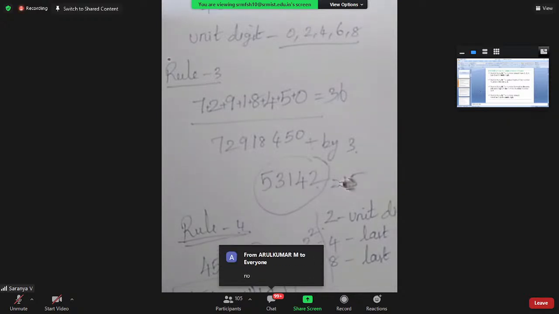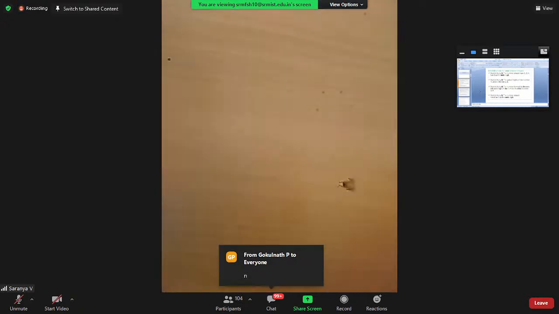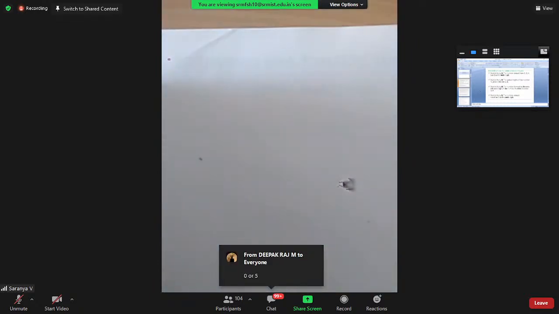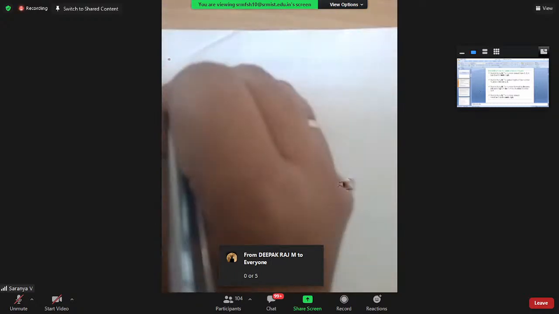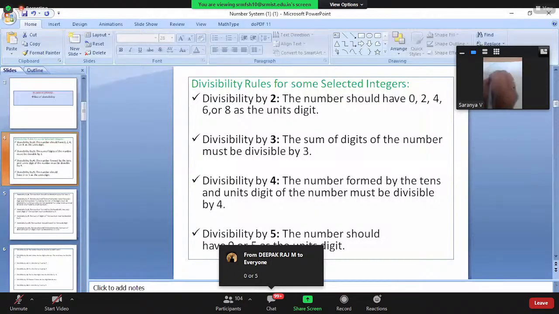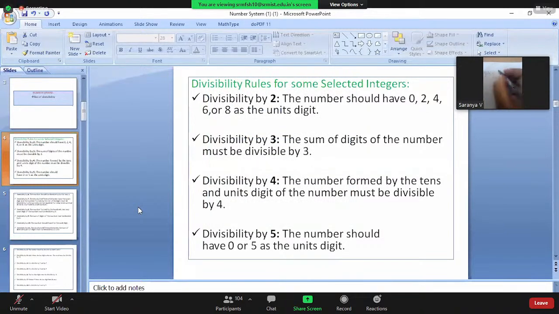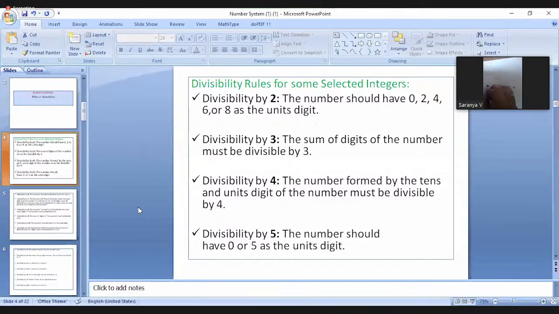Rule 5, we know it is very simple, right? Rule 5 is very simple. If the number ends with 0 or 5, we can say that the number is divisible by 5.